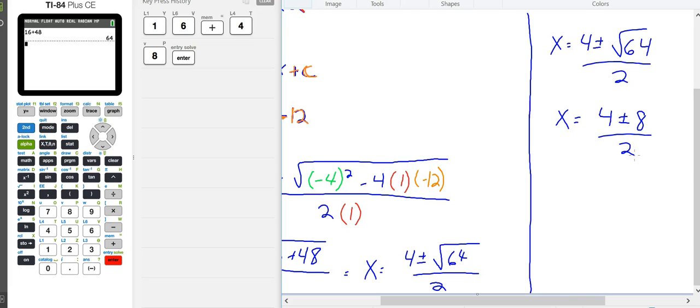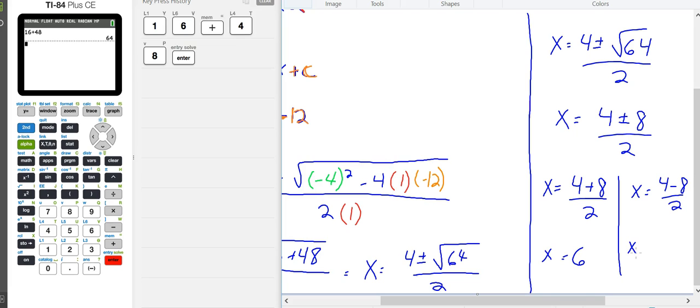So let's break this up into two different equations. We either have x is equal to 4 plus 8 over 2, and we also have x is equal to 4 minus 8 over 2. 4 plus 8 over 2. 4 plus 8 is 12. 12 over 2 is 6. And then our other solution for x is x is equal to 4 minus 8, which is negative 4, over 2, which is negative 2.